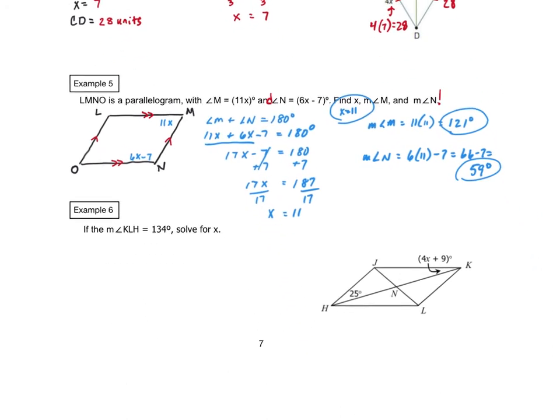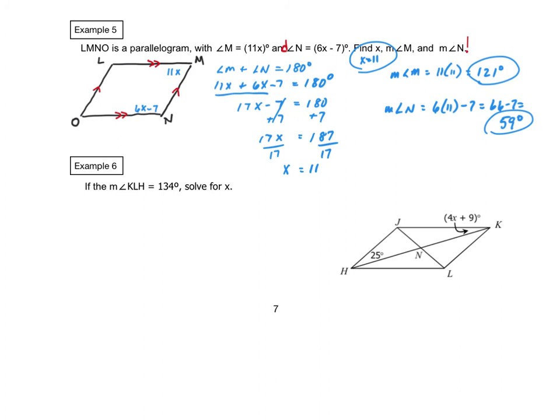And then finally here for example number 6, it says if the measurement of KLH is 134 degrees, solve for x. Okay, we have to assume this is a parallelogram. I didn't tell you that, but this is a parallelogram, so we know that these things are equal. And it's telling me that KLH, this entire angle right here, is going to be 134 degrees.